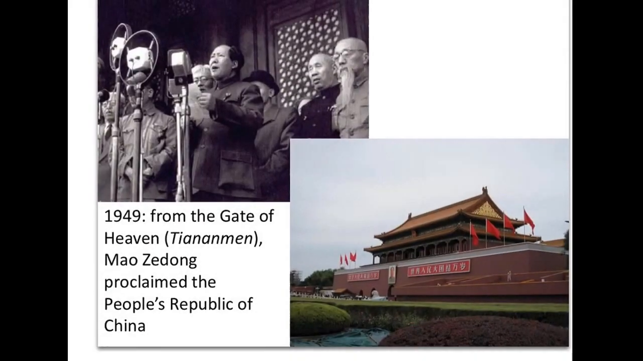In 1949 then, from the top of Tiananmen, the Gate of Heaven, Mao Zedong proclaimed the People's Republic of China.